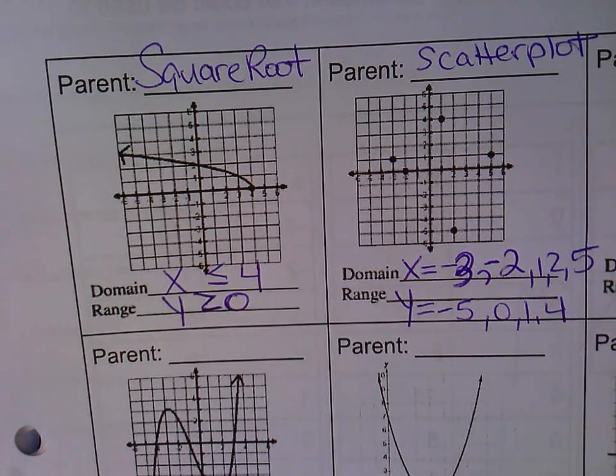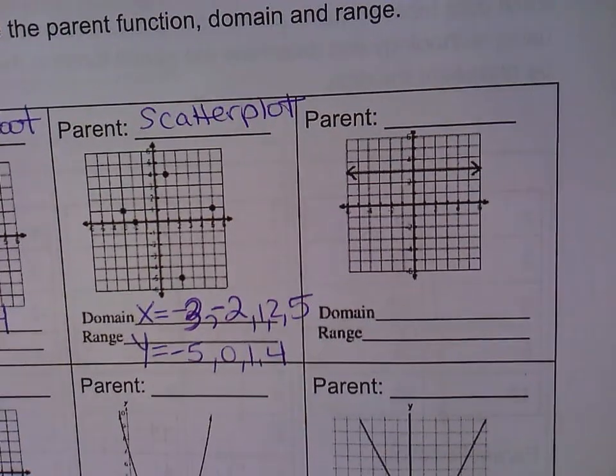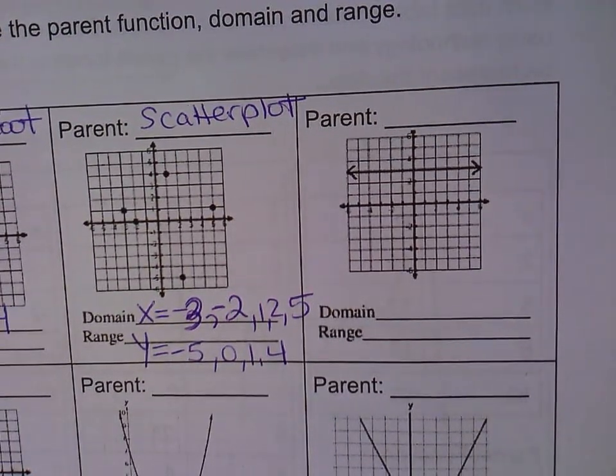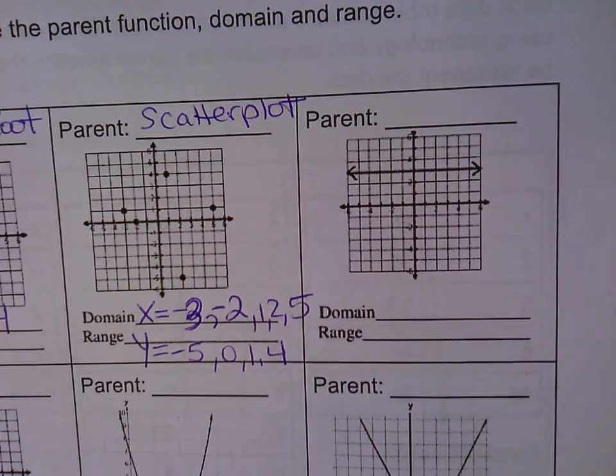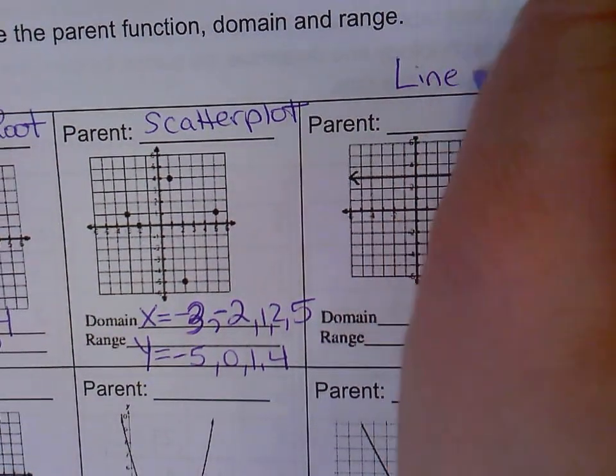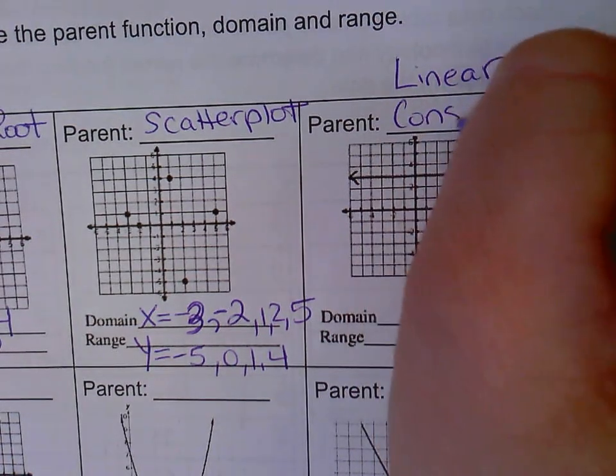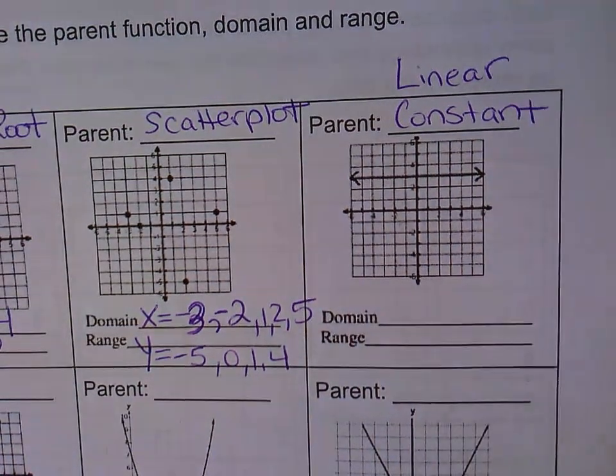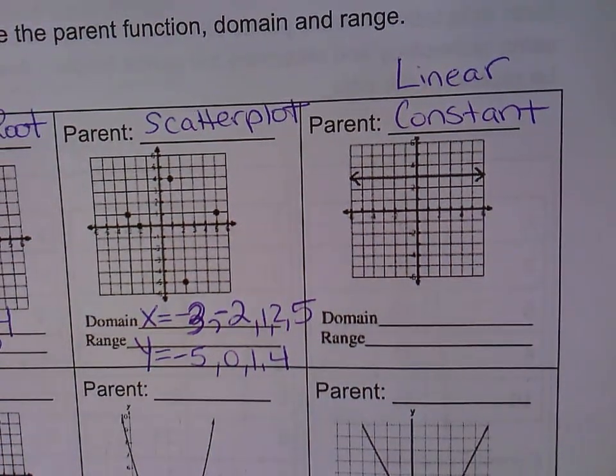So I can use that as an inequality. Do you think you can try the other ones on your own, or do you want to? Let's do one more together. What's the parent function of this last one? I would accept 2 different answers. If you said linear, I would be happy. I can also call this a constant function because it's just a y equals horizontal line.